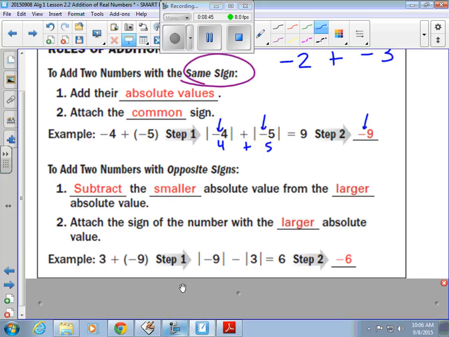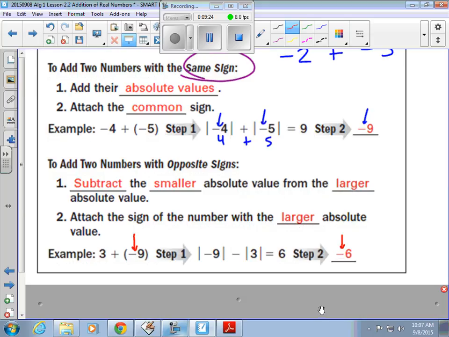Here's the example that goes with it. 3 plus a -9. 9 is further from 0, so that's your larger absolute value. So you do 9 minus 3, and you get 6. 9 minus 3 is 6. And then since 9 is the higher absolute value, its sign is negative. That's why 6's sign is negative. Same sign, add them up, keep the common sign. Different signs, subtract them, keep the sign that's larger, the larger absolute value.